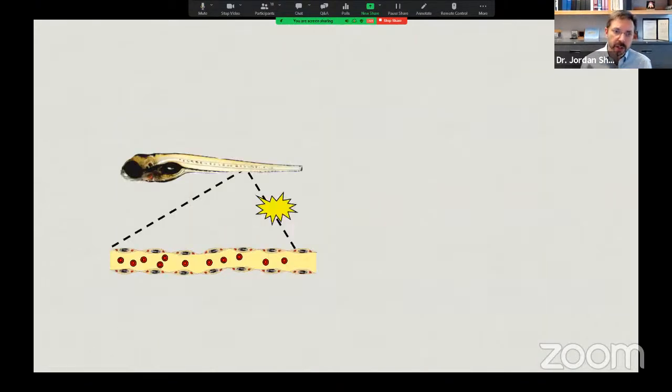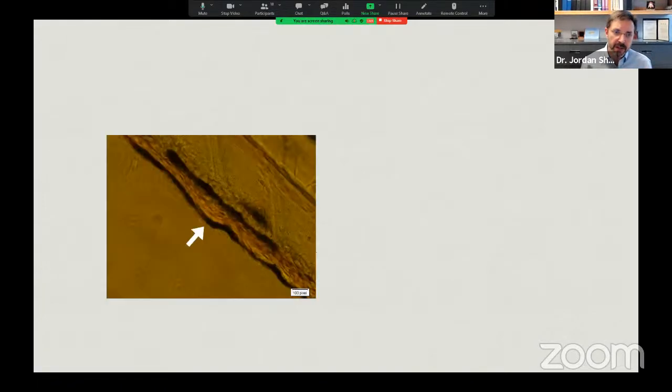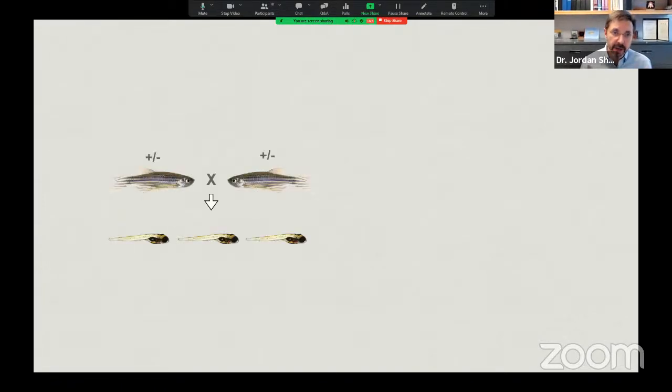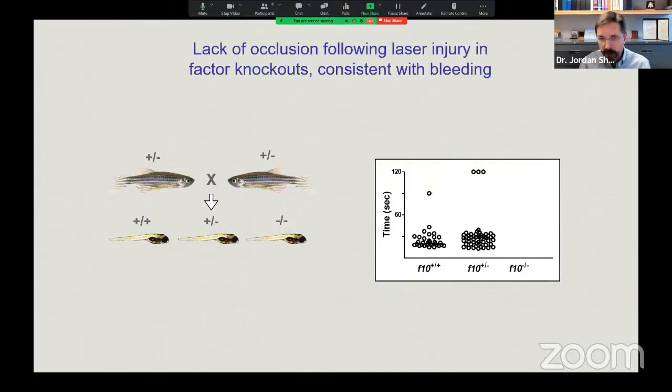So I already showed you this, that we can make clots using laser. And we did this on our factor 10 mutant fish. And what we found is that when we injure them, the factor 10 plus fish clot normally. They form a clot within about 60 seconds. The carriers do the same. But the homozygous mutants, the ones that have complete factor 10 deficiency, they don't clot at all. We stopped this at 2 minutes because if they don't clot at that time, they're not going to clot at all. So this is showing that they have a bleeding defect.